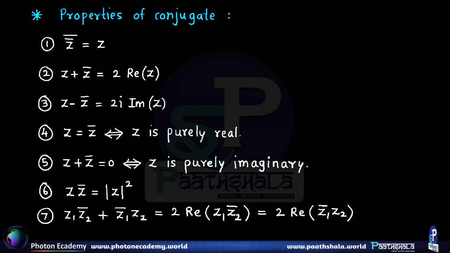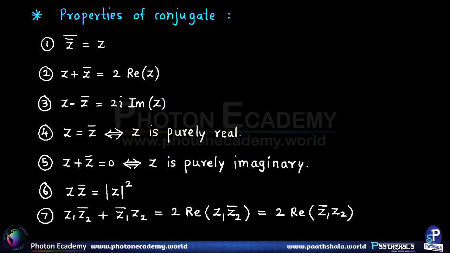Now let us go through the properties of a conjugate of a complex number. Here is a list of the typical properties which are frequently used. First is the conjugate of the conjugate of a number z is equal to the original number z itself, which is evident from the definition of the conjugate. The second one is z plus z bar is equal to 2 times the real part of z.